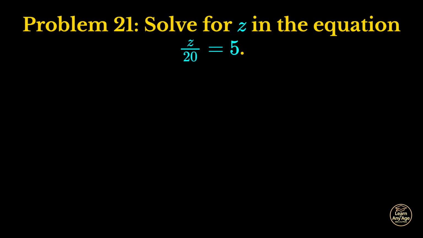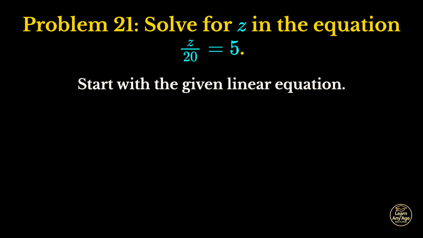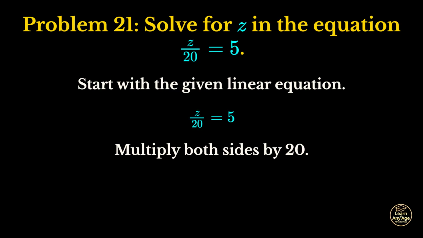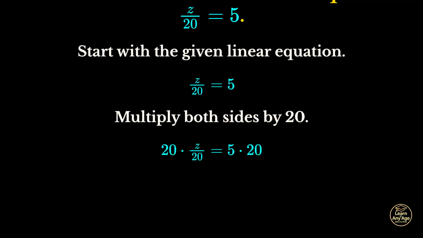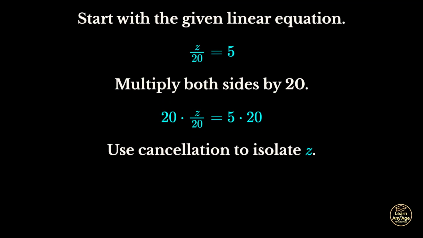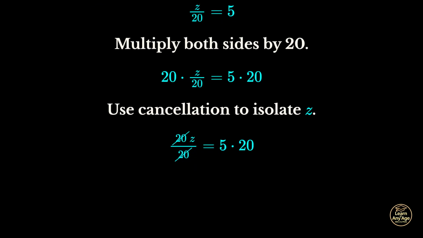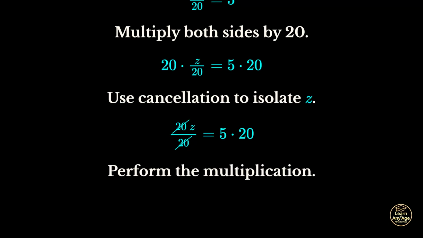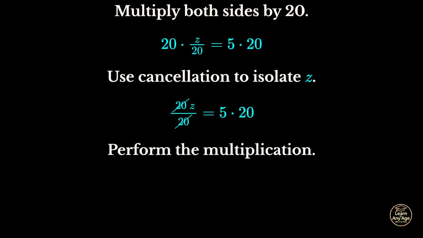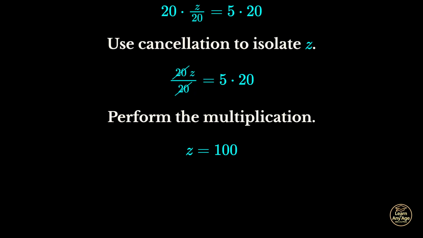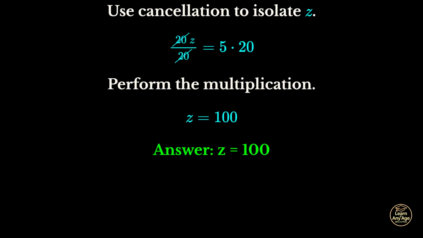Problem 21, solve for z in the equation z over 20 equals 5. Start with the given linear equation. Z over 20 equals 5. Multiply both sides by 20. 20 times z over 20 equals 5 times 20. Use cancellation to isolate z. 20 cancelled out, z over 20 cancelled out equals 5 times 20. Perform the multiplication. Z equals 100. Answer, z equals 100.